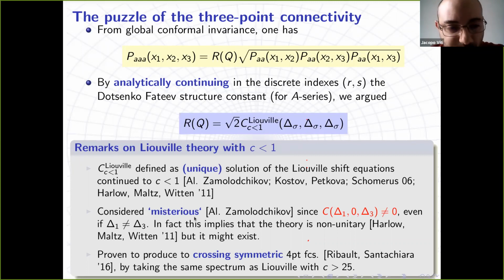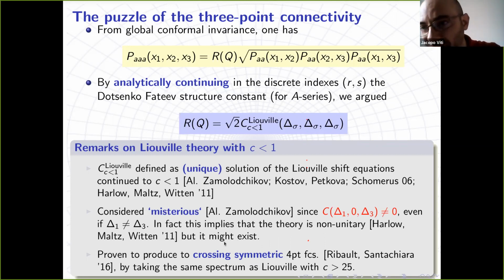So let me remark that already at the very beginning of its history, the structure constant was considered peculiar. In fact, it was not clear what the theory itself was. This is not really an analytic continuation of Liouville, but let's say it's Liouville theory for C less than 1. It was considered mysterious, for instance, by Zamolodchikov himself, because the structure constants have very peculiar properties. For instance, it is different from zero even if the central dimension is zero and the other two are different. Of course, this cannot happen in any unitary theory, because it means that there exist in this theory fields with dimension zero which are not degenerate. This was pointed out in a paper by Ribault, Maltz, and Witten in 2011 already. So essentially this theory, if it exists, is necessarily non-unitary.